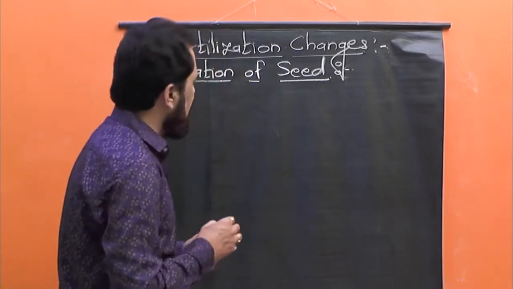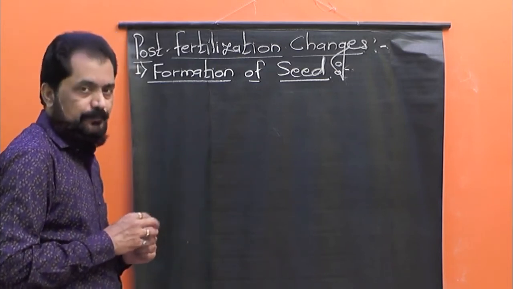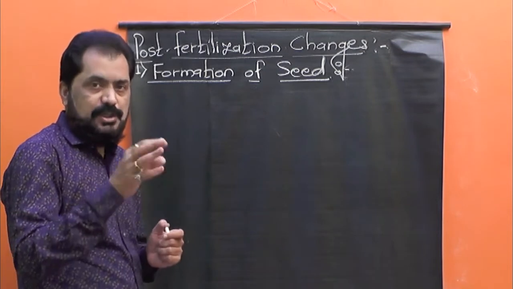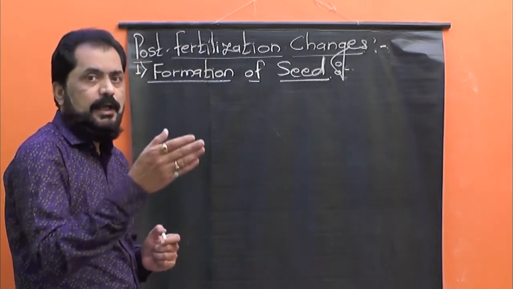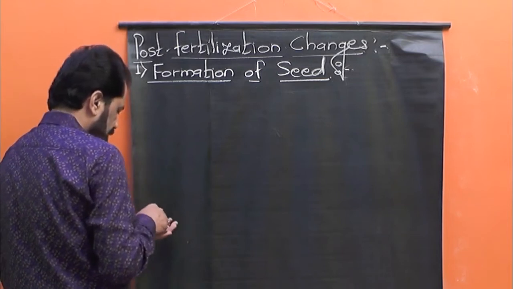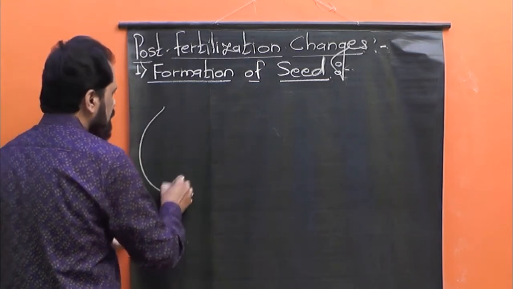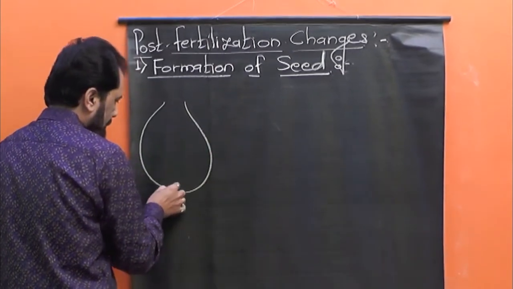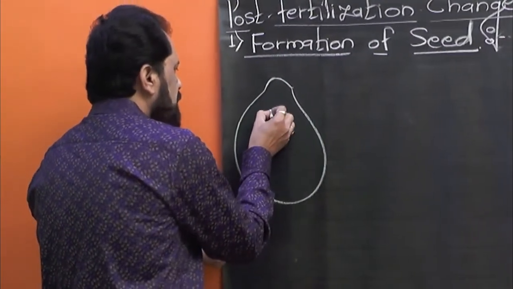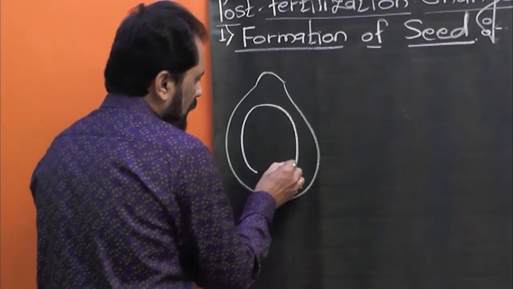Now, before starting the discussion of this topic, I am going to draw a diagram of an anatropous ovule in which the embryo sac is already there with zygote and triploid pane. Please look at the diagram. Consider here is supposed to be the ovary wall. Now, in this ovary, consider here is only a single anatropous ovule for our convenience.